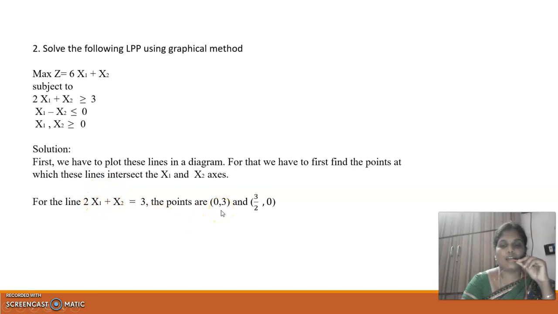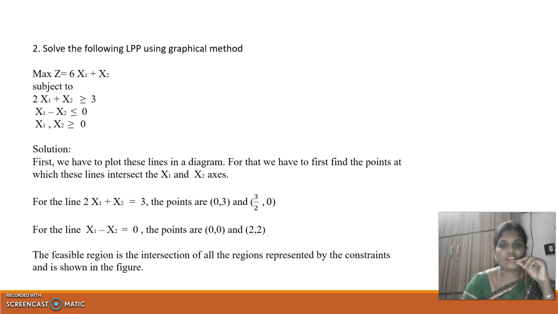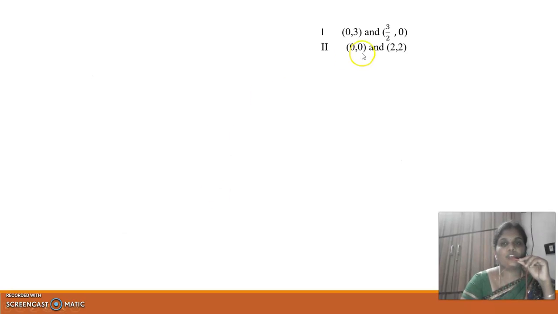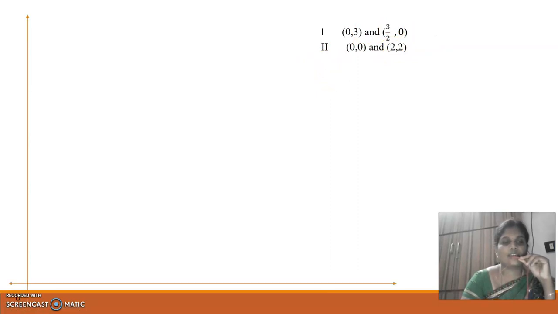Likewise, we have to find out the points for the second constraint. And what is the feasible region? It is the intersection of all the regions represented by the constraints, and it should be restricted to the first quadrant. These are the points on the first constraint, and these are the points on the second constraint. Let us draw the x1 axis and x2 axis and plot the points 0, 1, 2, 3 on the x1 axis and 1, 2, 3 on the x2 axis. Plot these points and draw the line for the first constraint and draw the second constraint.